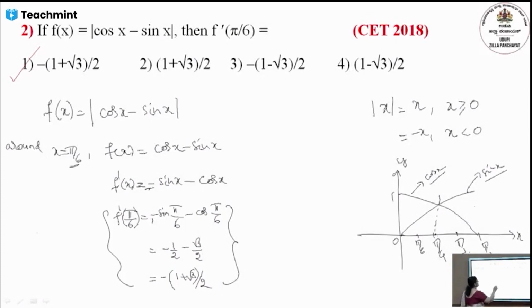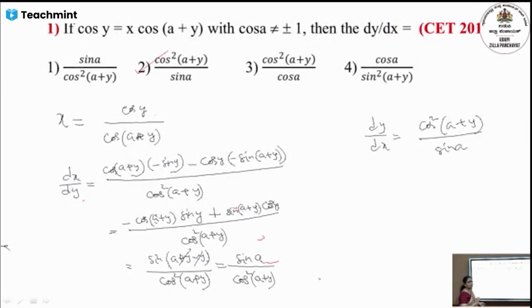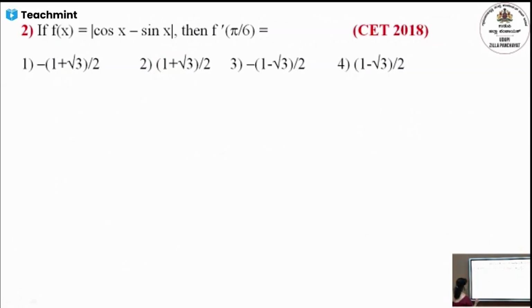I have f dash x is minus sine x minus cos x, and x is pi by 6, which is in the first quadrant. Therefore, both terms are negative. Both terms are negative, there is only one option, therefore that should be the option. Okay, let's go for the next.